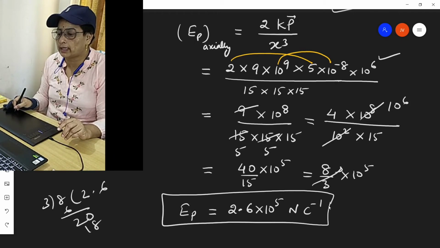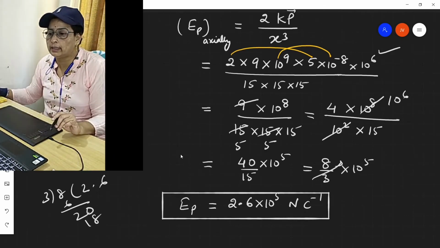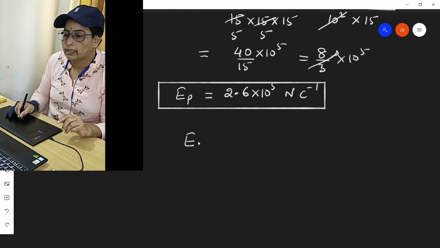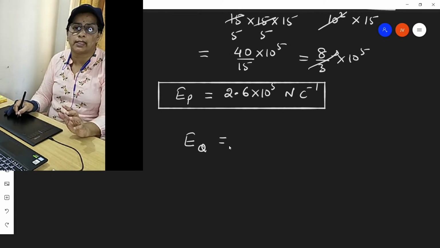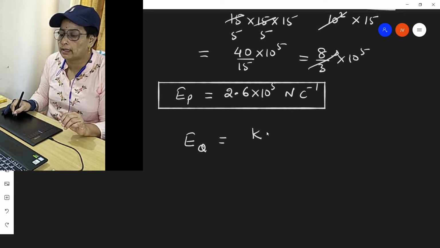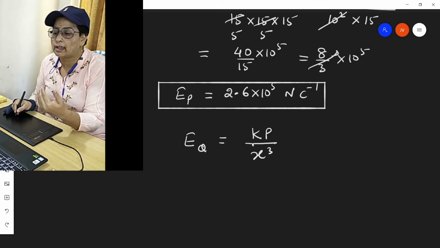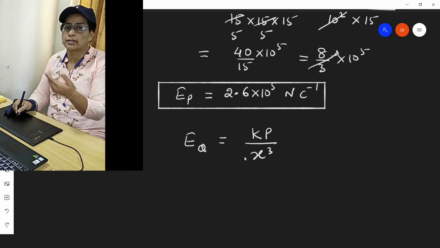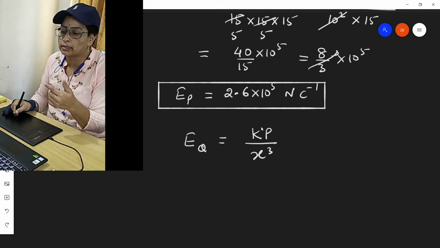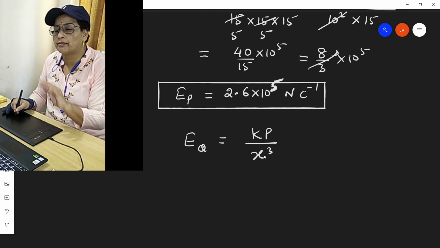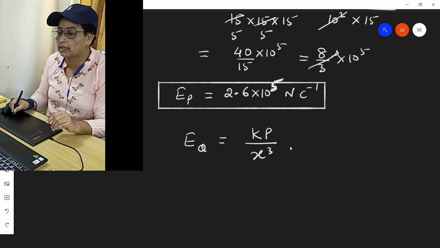Now let us find the electric field in the equatorial plane. So the electric field at a point Q, which is on the equatorial plane, is Kp by x cube. So we could have put a 2 aside in the previous case. Now we would have the other one, this is 2 times. So here the answer should come as 1.3 into 10 to the power 5.